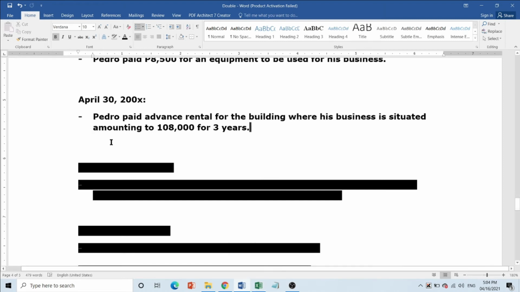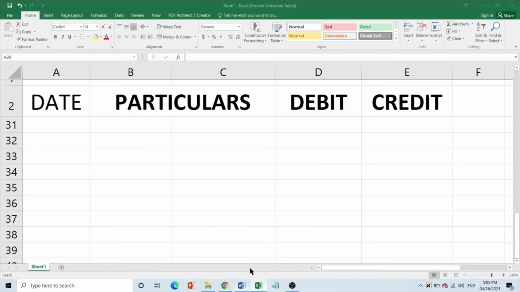which says Pedro paid advance rental for the building where his business is situated amounting to 108,000 for 3 years. Okay, Pedro paid in advance. Okay, meaning nagbayad po tayo in advance sa ating rental for the building. Nasaan po nakasituate yung business natin. So since nag-renta lang po tayo at nagbayad tayo in advance, ang ina-account po natin dito is that there is an increase in asset.